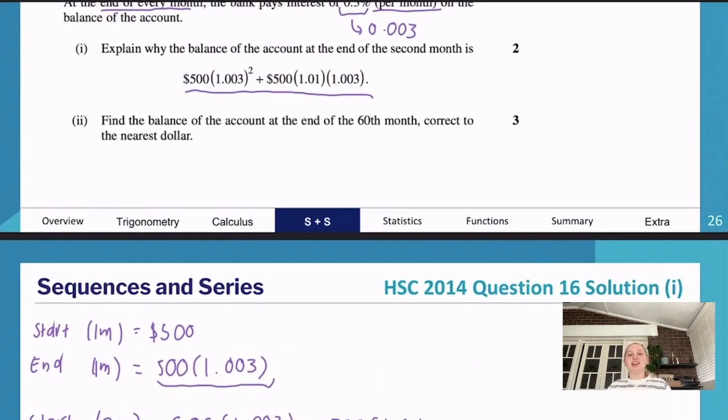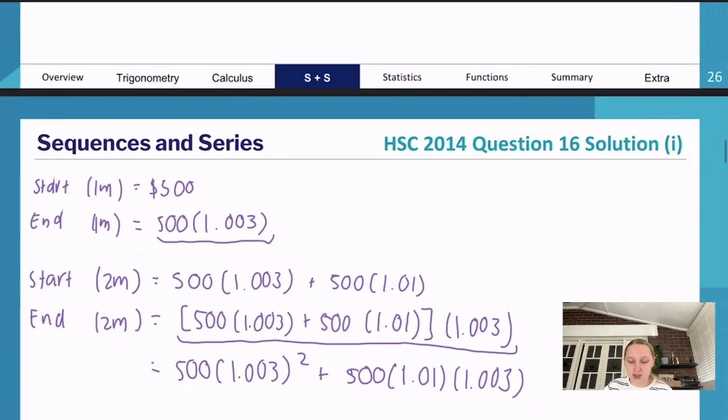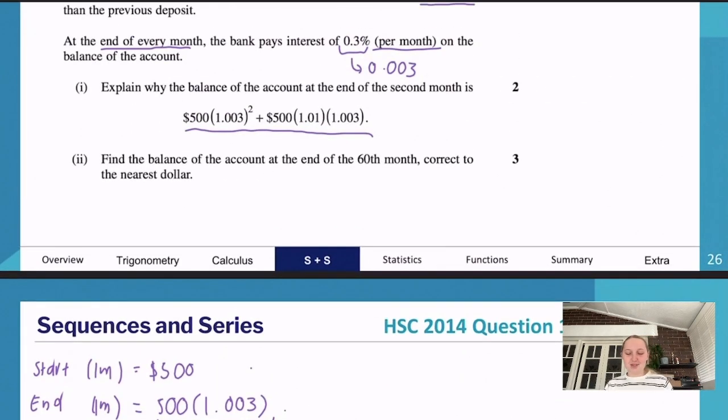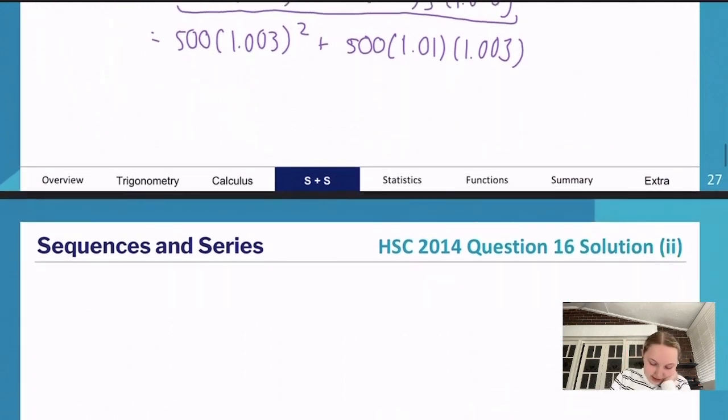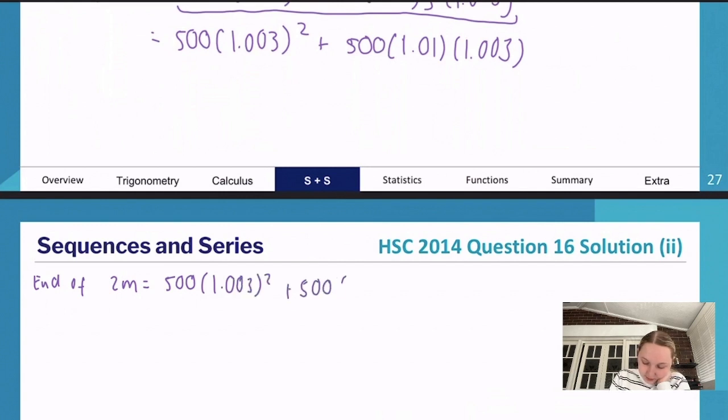With these sorts of questions, if it's only 2 or 3 months that you're looking at, the easiest way to do it is to just look at what would happen at the start and the end of each of the months. Okay, now this is the really hard part. Find the balance of the account at the end of the 60th month, correct to the nearest dollar. So we're saying at the end of the second month, we've got 500 × 1.003 squared plus 500 × 1.01 × 1.003.